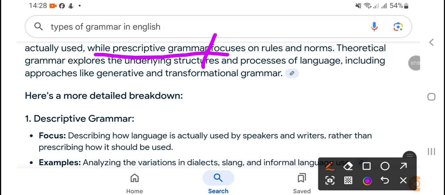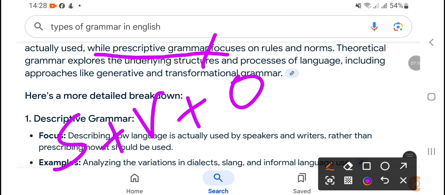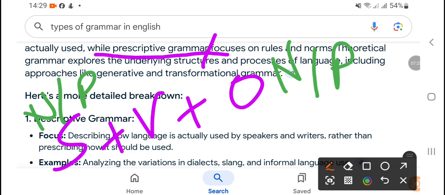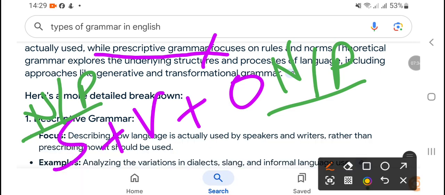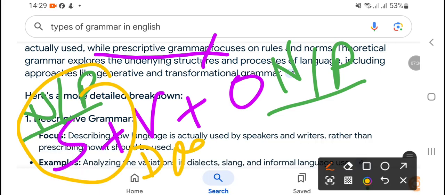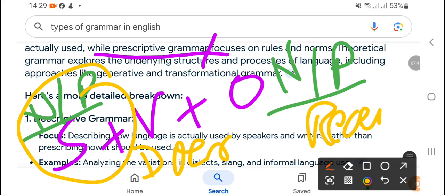the common structure of the English language is subject plus verb plus object, right? So what is the subject? Subject is noun and pronoun. Object is also noun and pronoun. And the difference between this noun and pronoun and that noun and pronoun is that this one is the doer. This noun and pronoun is the doer, they do the action. And this noun and pronoun is the receiver, because they are affected.